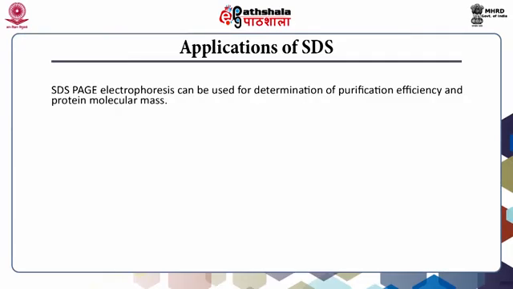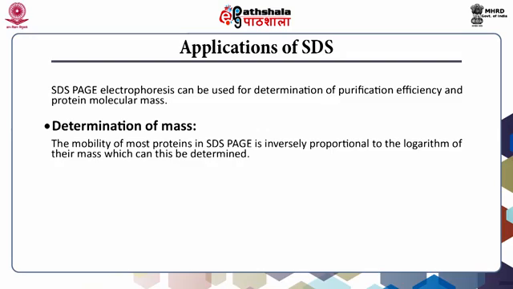SDS PAGE electrophoresis can be used for the determination of purification efficiency and protein molecular mass. What are the applications? The main application is the determination of mass. The mobility of most proteins in SDS PAGE is inversely proportional to the logarithm of their mass, which can thus be determined. What about the efficacy of purification?